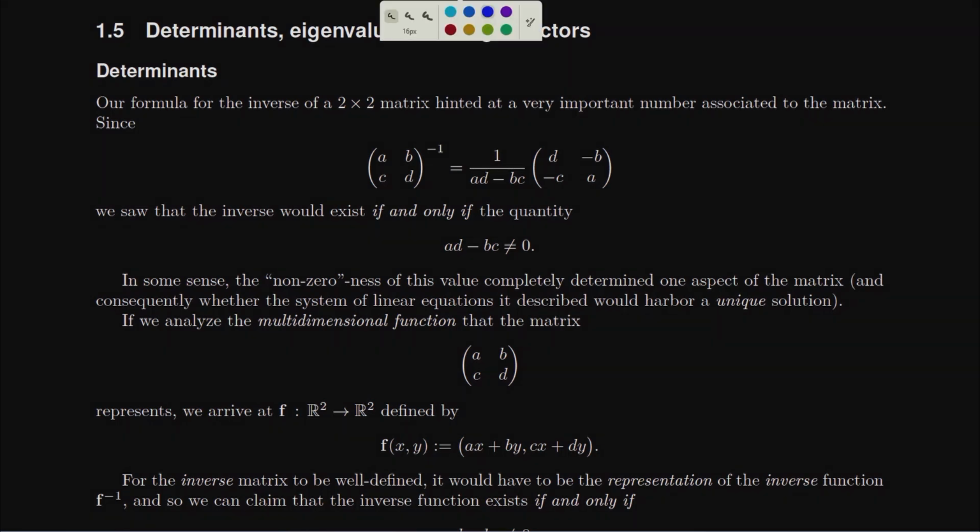Moving on to section 1.5, talking about determinants, eigenvalues, and eigenvectors today. These are three slightly advanced subjects in linear algebra, but they do show up in the study of multivariable calculus, especially determinants. So we'll make sure to cover them nice and good today.